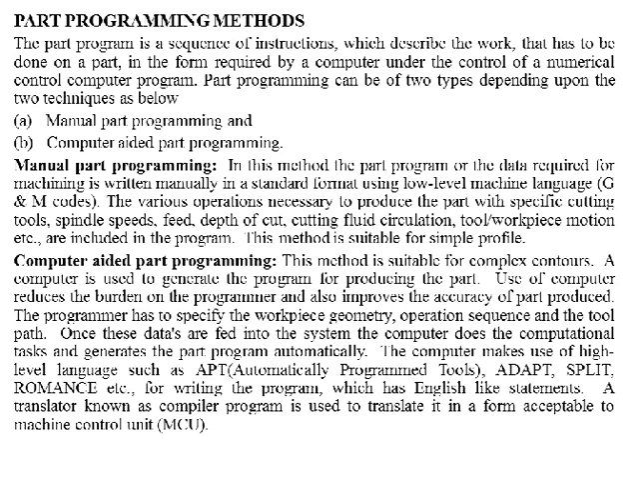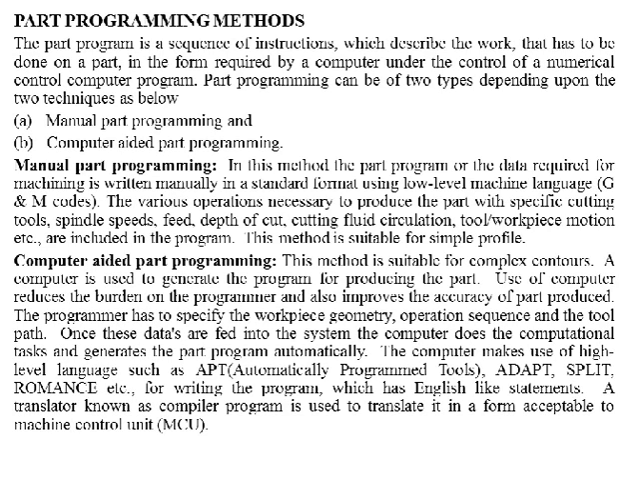The second type of part programming is computer aided part programming. This method of part programming is suitable for complex contours. In this method, a computer is used to generate the program for producing the part. When we make use of a computer, the burden on the programmer is reduced, and it also improves the accuracy of the part that is produced.